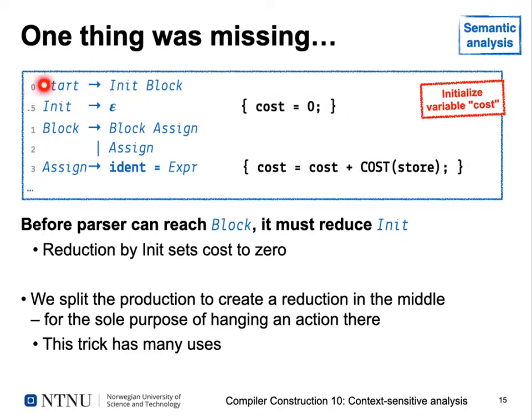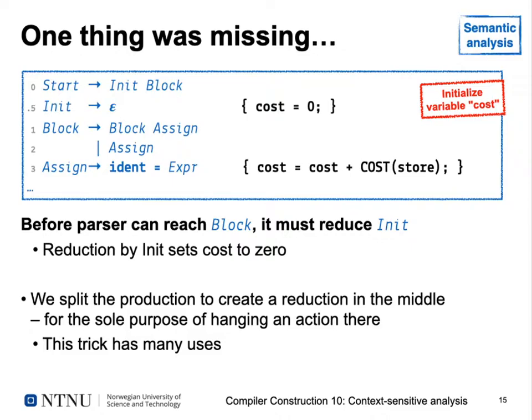So you have a new start symbol, start, and that has one production which resolves to init and then our block we've seen before. And now this init production just resolves to an epsilon, so it doesn't consume any input token. But still, even if it doesn't consume any input token, we can attach a rule to it that just tells us what to do in this case. So in this case, it's just initializing our variable cost to 0. And since this is done before all the rest of it, we know our variable would be initialized.